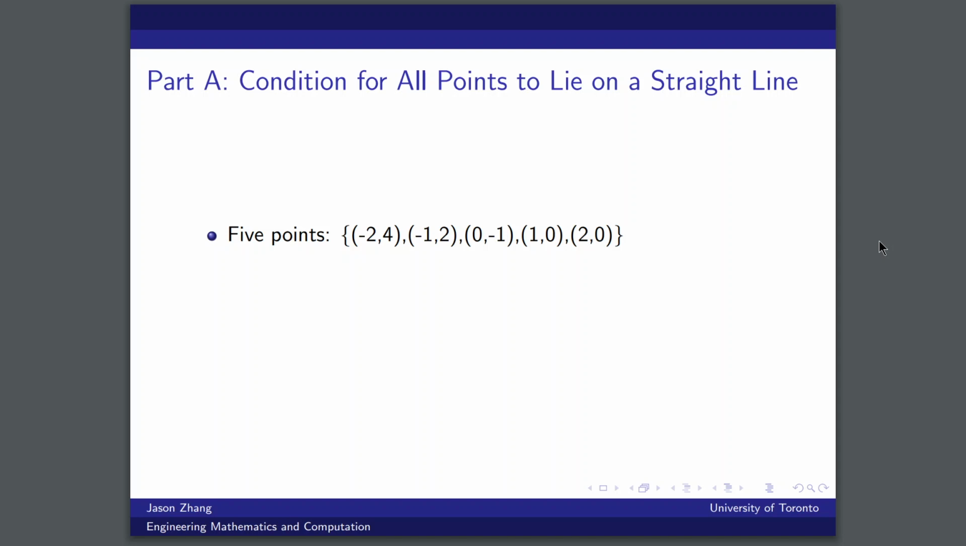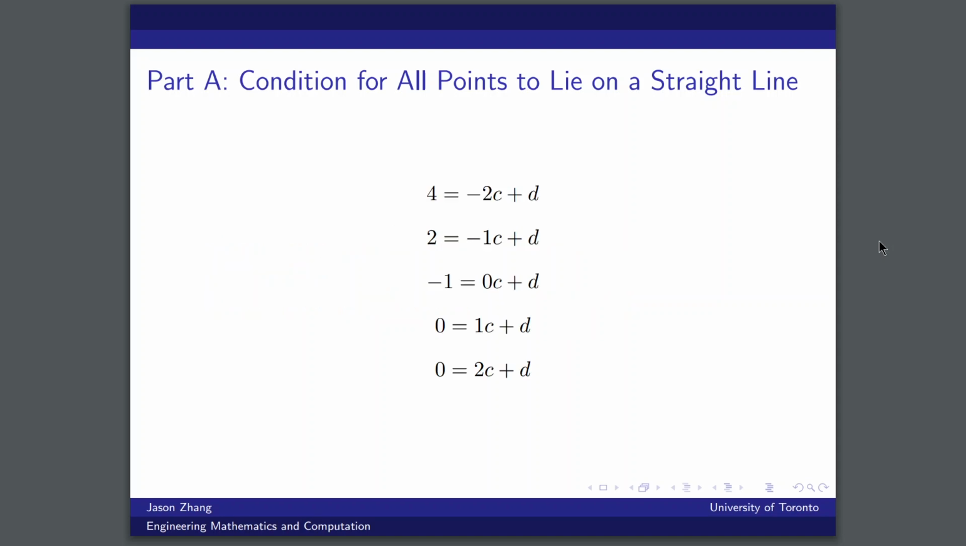So let's start with part A. We're given 5 data points that I've listed on the screen. We know that we want all these points to lie on a straight line, y is equal to cx plus d. And in order for this to happen, we know that each point xi, yi must satisfy yi is equal to cxi plus d. So we can write that out like this, where I've just substituted all our y values on the left and all of our x values on the right.